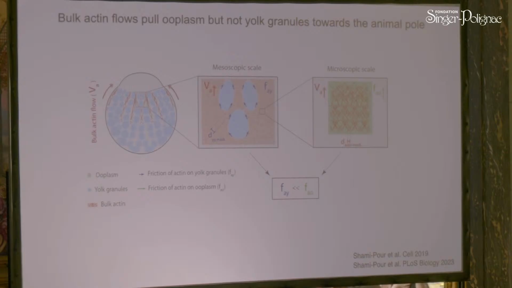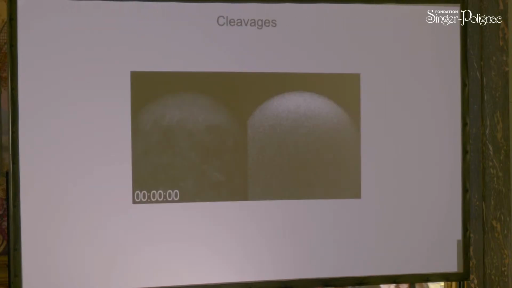And that, in a number of experiments I'm not showing you, seems to be the case: that this segregation is really driven by these actomyosin flows, and these actomyosin flows take along the ooplasm and leave behind the yolk granules. Okay, this was sort of what Cheyenne did, and then Nikhil joined a few years later.